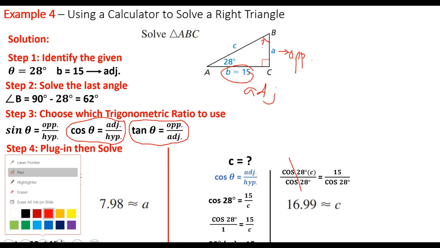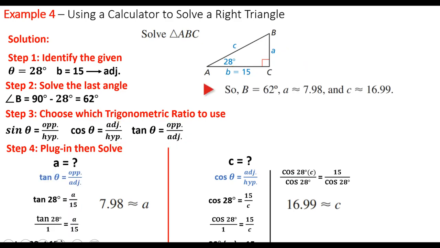So our final answer is: the measurement of your B will be 62 degrees, our A will be around 7.98, and our C will be 16.99. Remember, when the problem says solve the triangle, it means you need to identify all the measurements. When I say all measurements, it includes angles and sides, so angle measurements and side measurements.